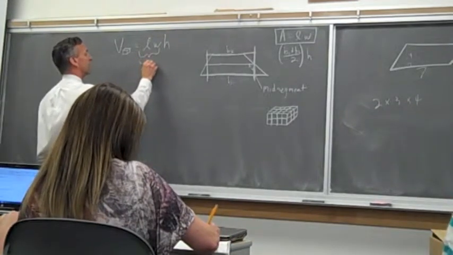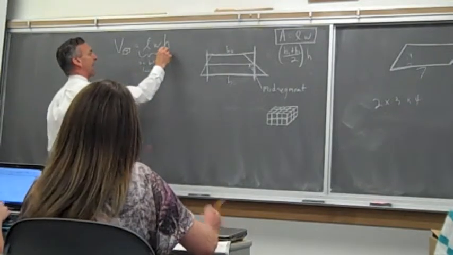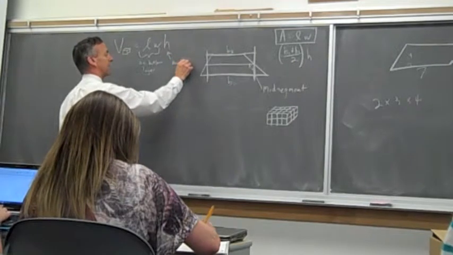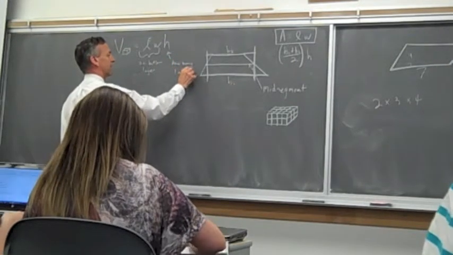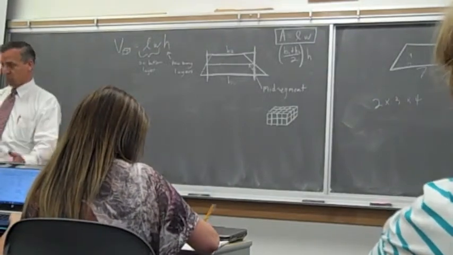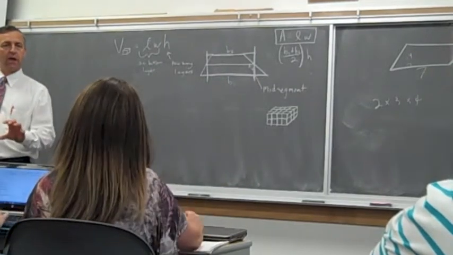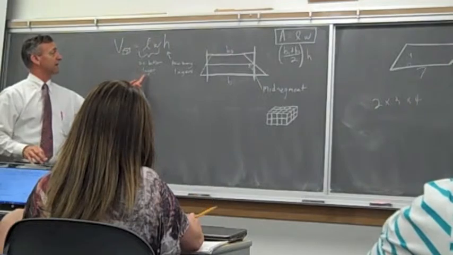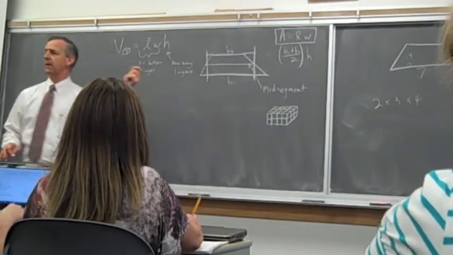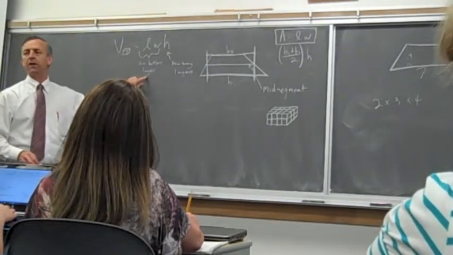L times W is the bottom layer, and this tells you how many layers there are. So if the object goes straight up, every layer will have the same amount of blocks on it. And so all you've got to do is take the amount on the bottom layer and times it by how many layers there are. We're going to give you a different way of saying how many are on the bottom layer.